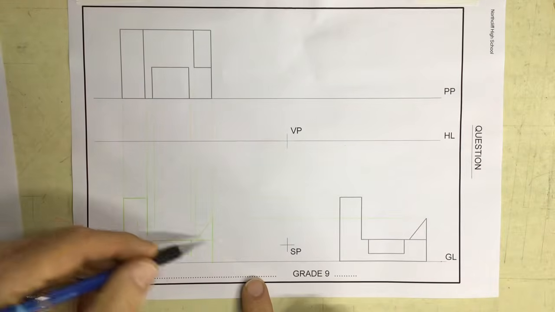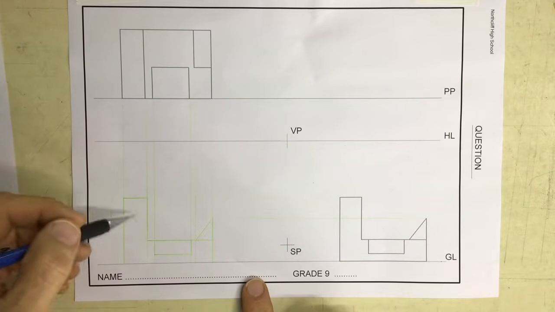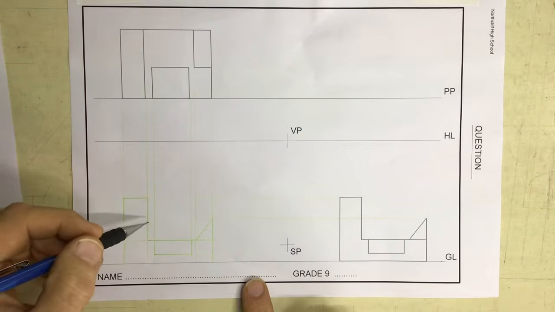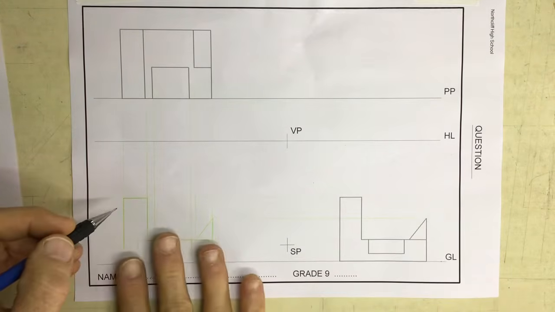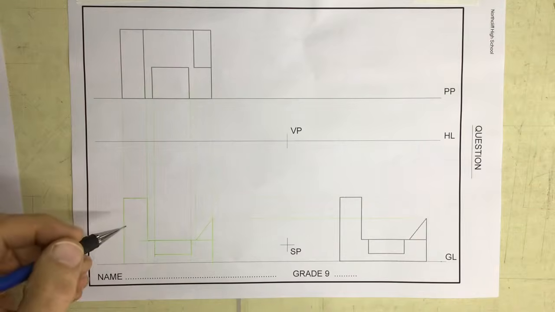Note, I have not done it in dark lines. I've done it as construction lines. I've drawn it in green so that you can see it. Do not draw that all in dark. You need to try and figure out what needs to be done in dark.